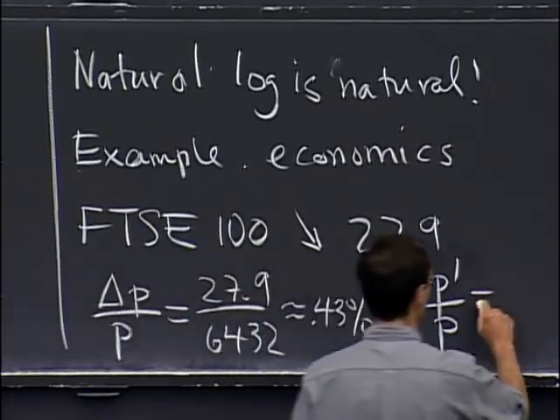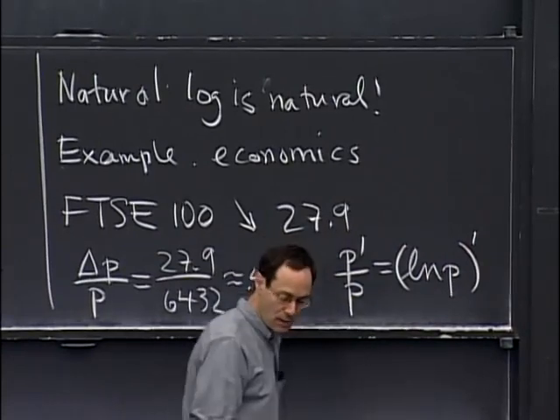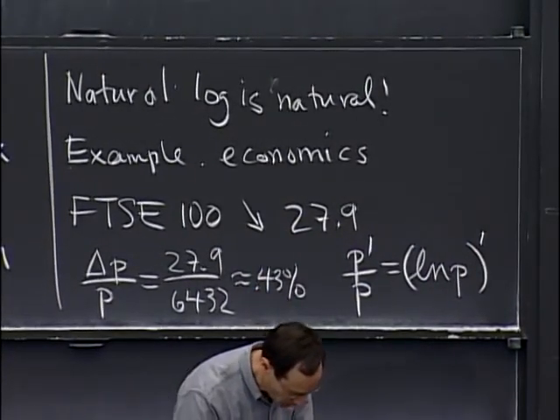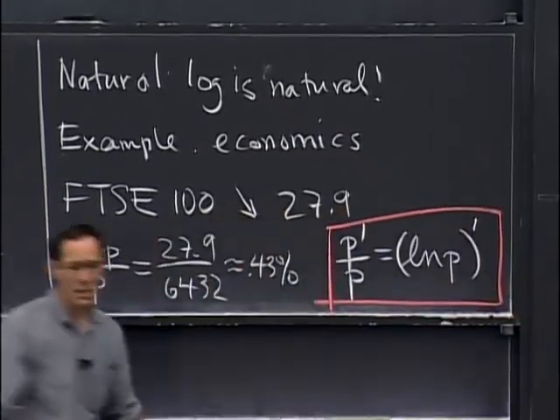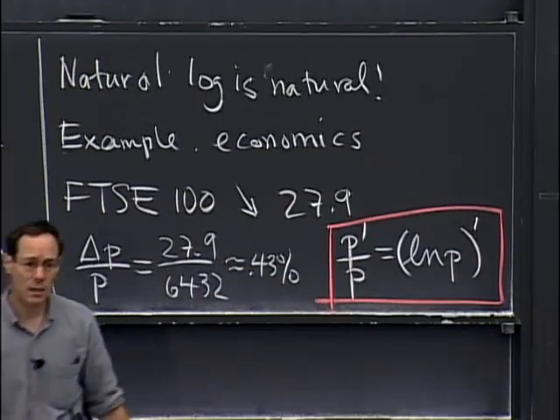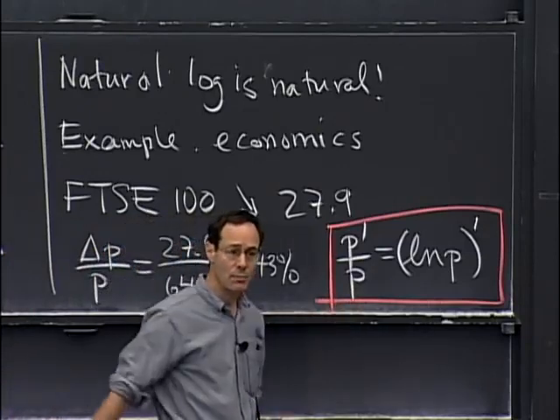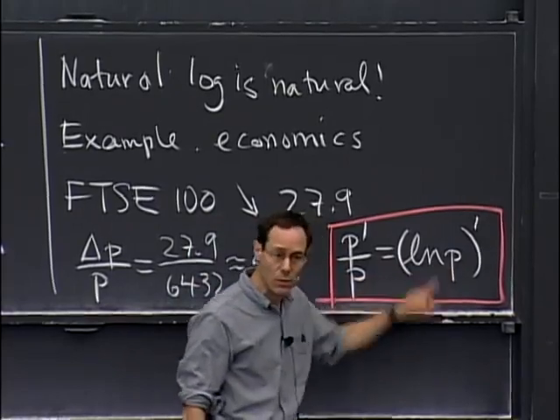That's just the natural log prime. So this is, let me just put a little box around it. It's just the formula of logarithmic differentiation. But let me just emphasize that it has an actual significance, and it's the one that's used by economists and people who are modeling prices of things all the time. They never use absolute prices when there are large swings. They always use the log of the price.